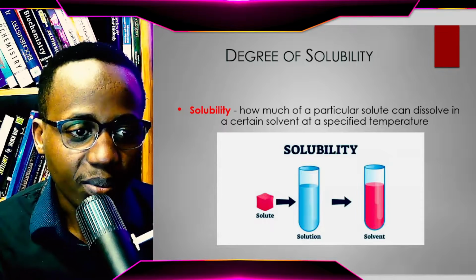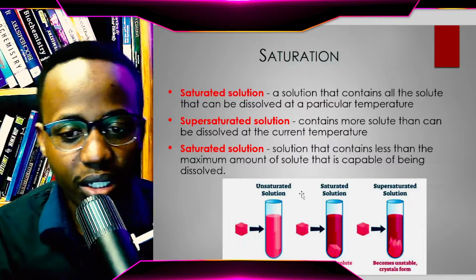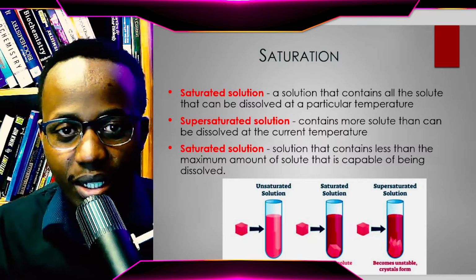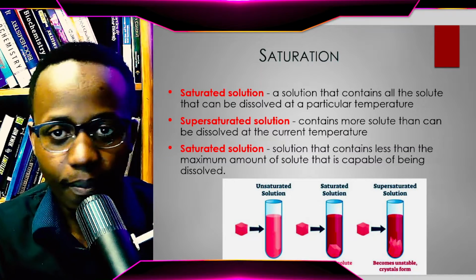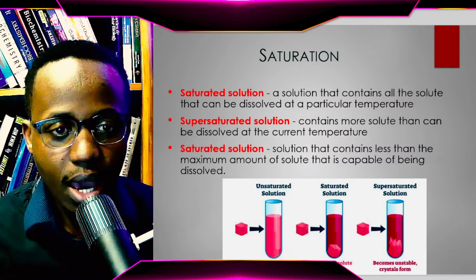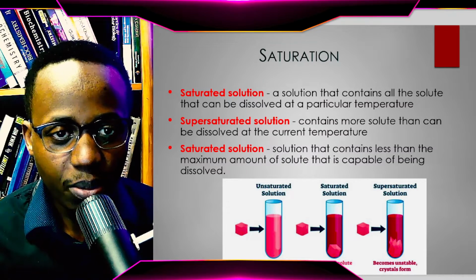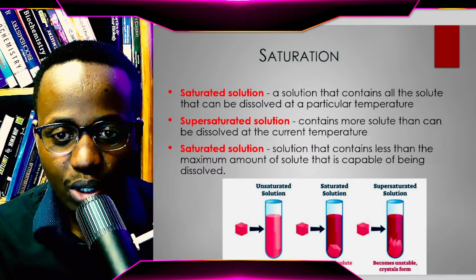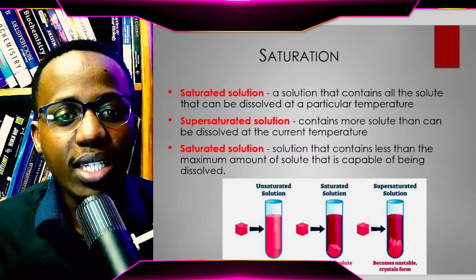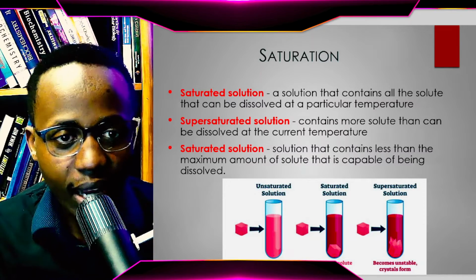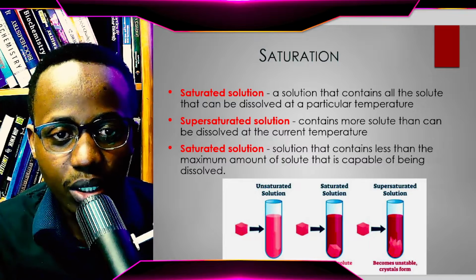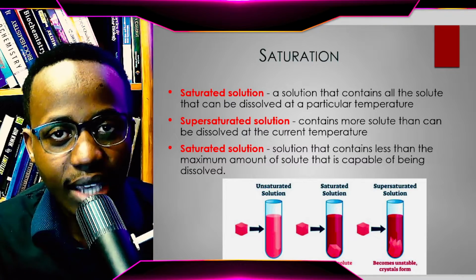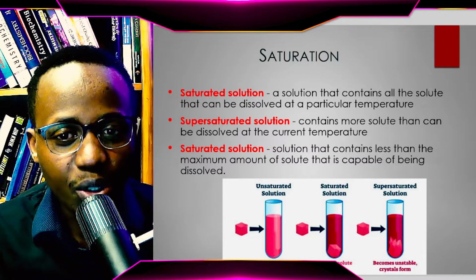All right, so let's go to the next one, saturation. Saturation happens when you reach solubility and then you just keep adding. That's it. So let's say we're talking about salt. You add a bunch of salt to your water, and it gets to a point where you can't add any more. If you add any more salt, it won't dissolve. You've added all the salt your water can take. That is called a saturated solution.